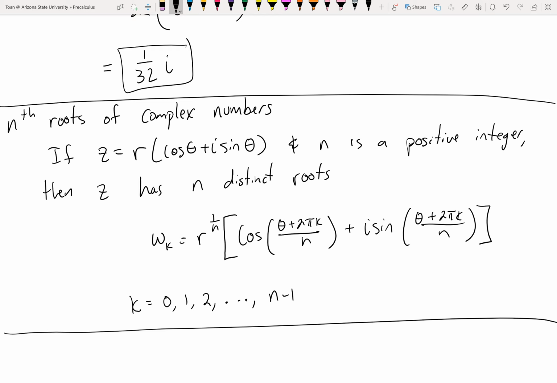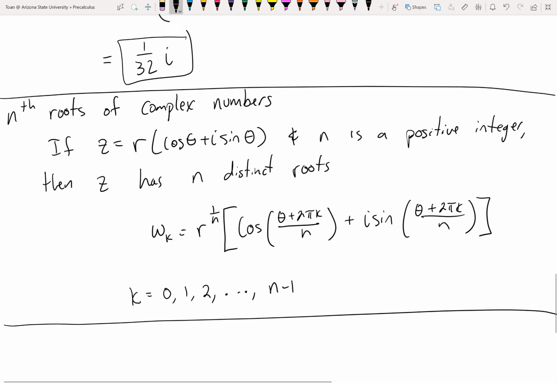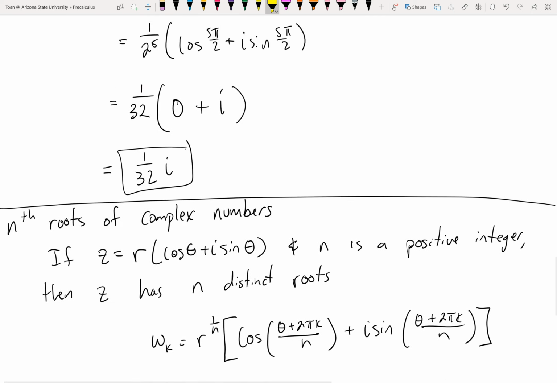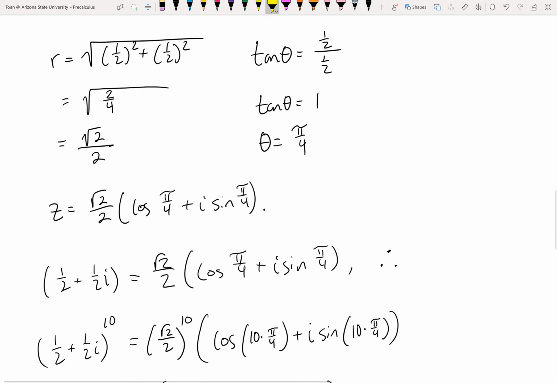So take some time, pause the video if you want to digest what all of this says. But it actually looks more complicated than it really is. So let's break down why this is the way it is. This formula, or this idea to find the nth root of complex numbers, is basically DeMoivre's theorem, but in the opposite direction. What does DeMoivre's theorem say?